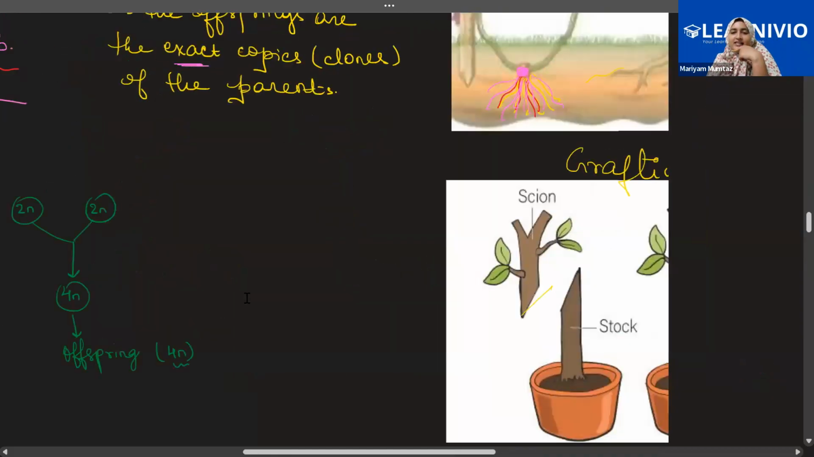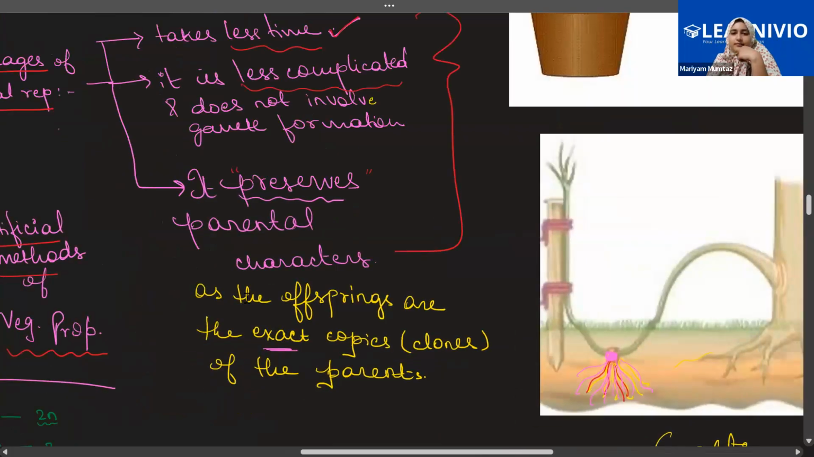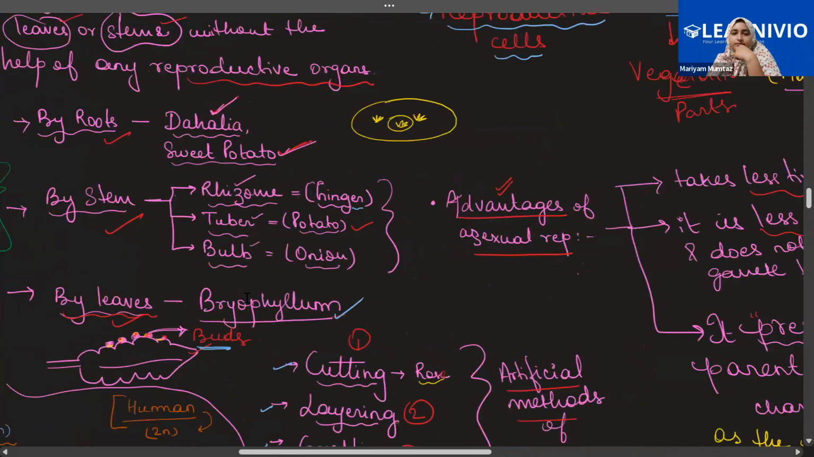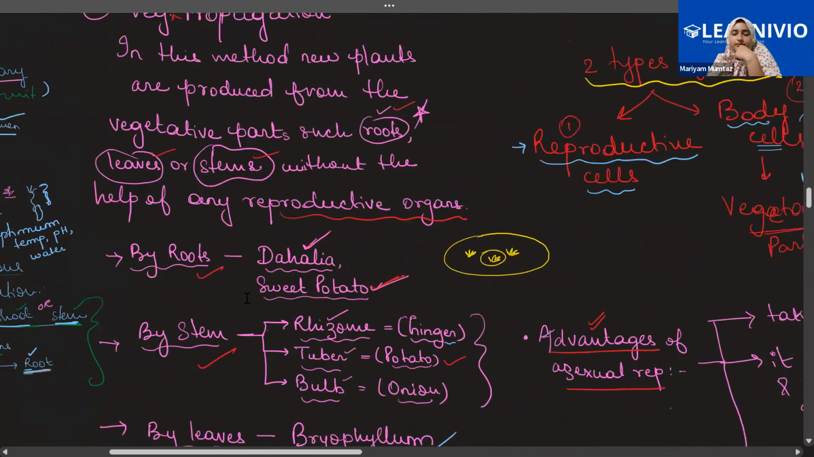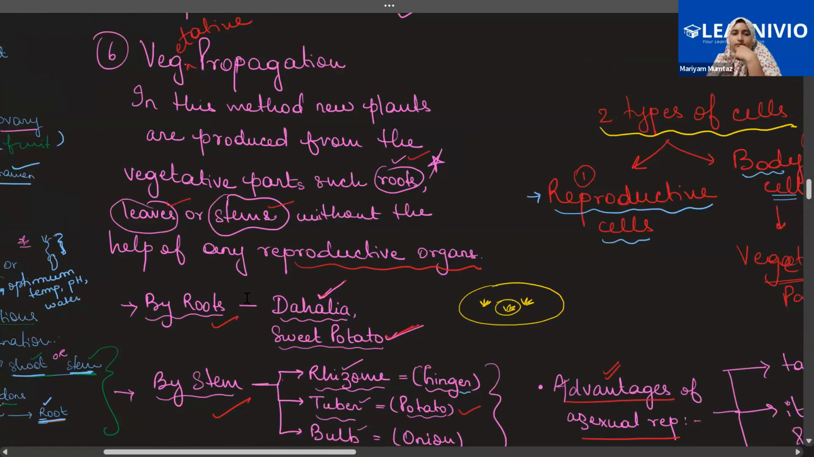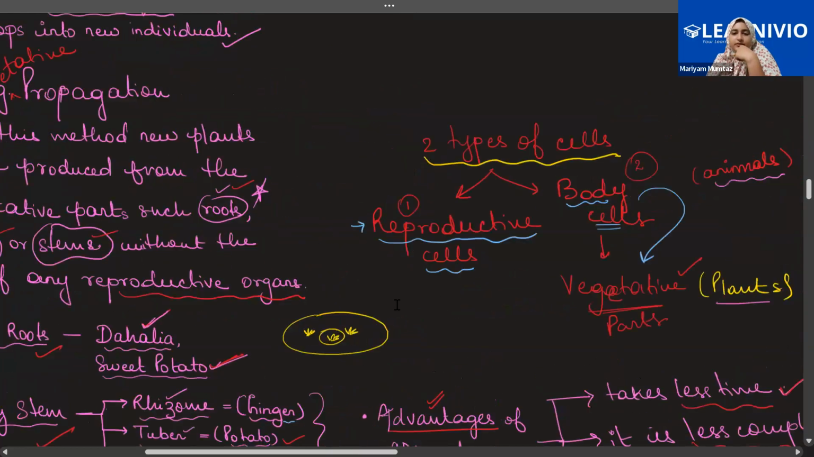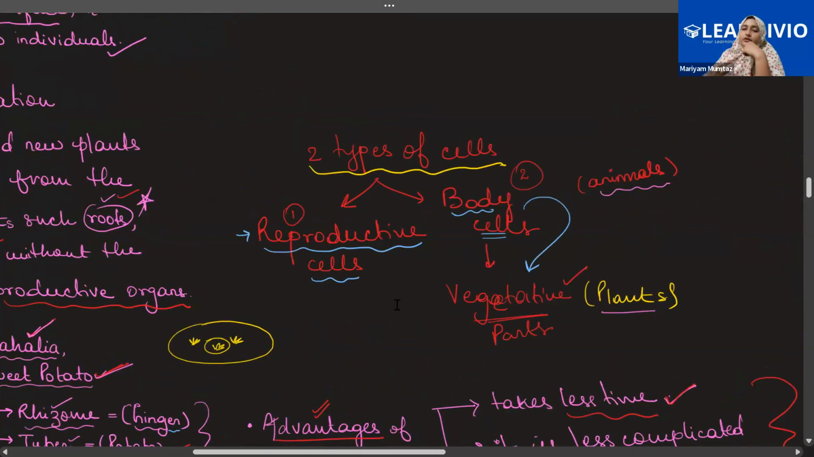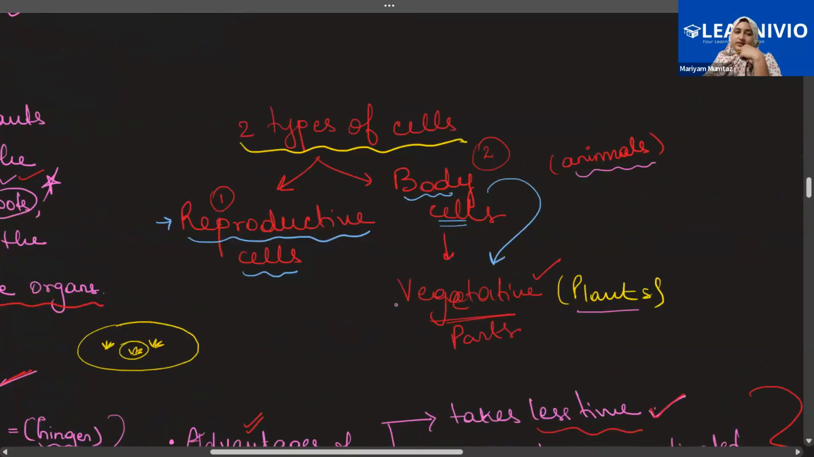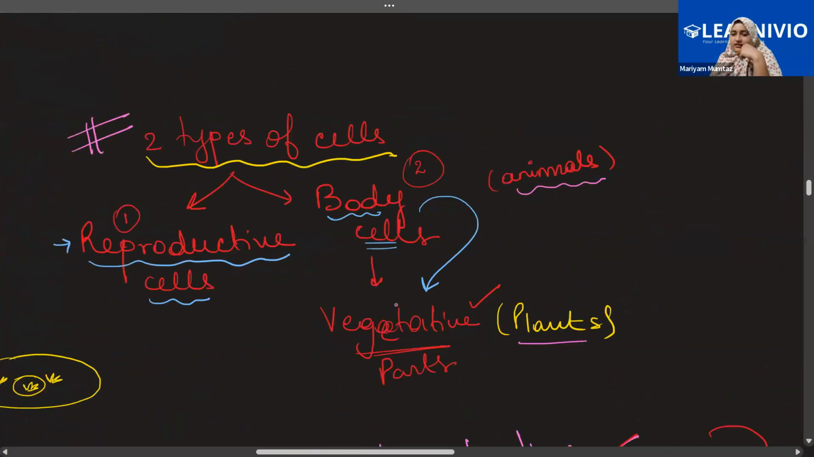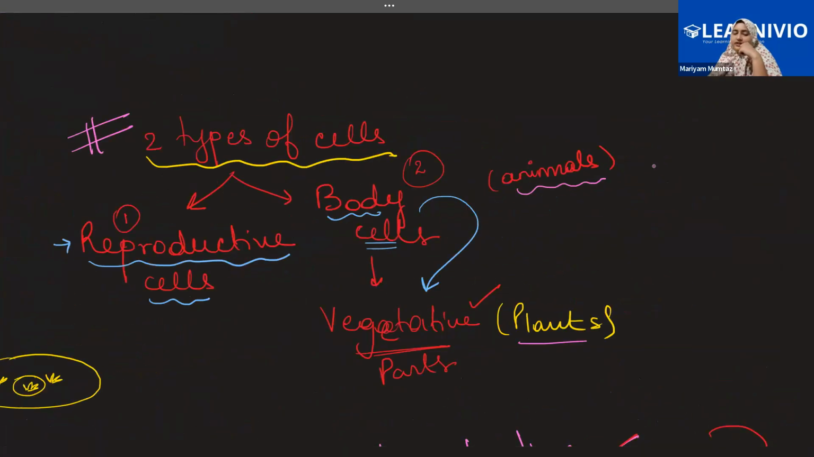So what is the last thing you people have written? We wrote till without the help of any reproductive organs. You people note down this part first. This is very important and you always have to remember this. This is forever, not just in class 10. Now you people can switch off your videos and write down comfortably.